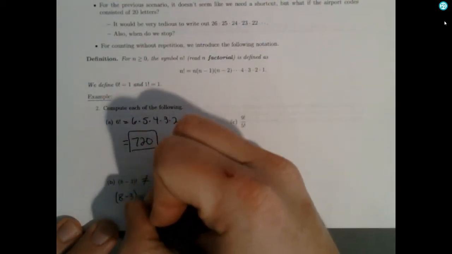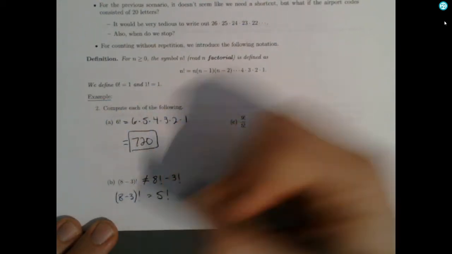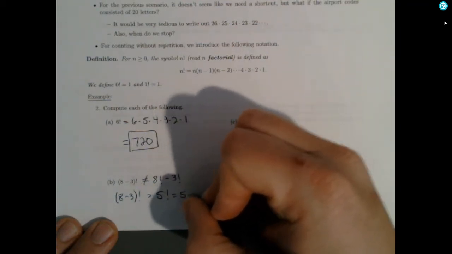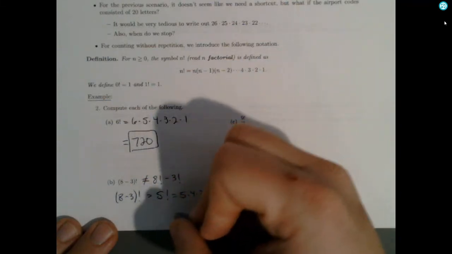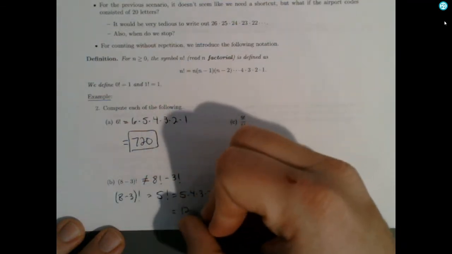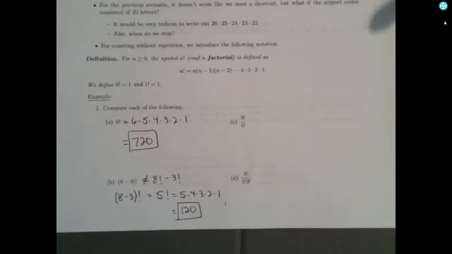8 minus 3 factorial equals, well, 8 minus 3 is 5. So that equals 5 factorial, right? Which would be 5 times 4 times 3 times 2 times 1. Which is, let's see if we can do it in our heads, 20, 60, 120. Okay?